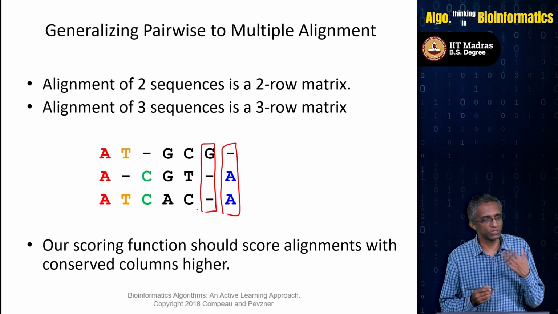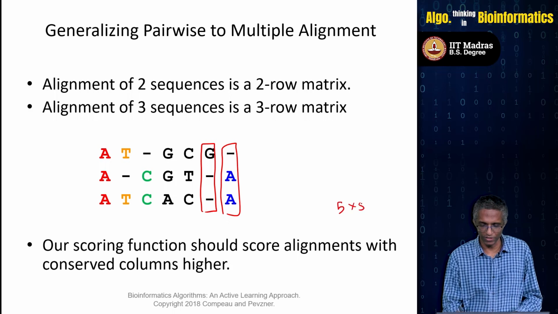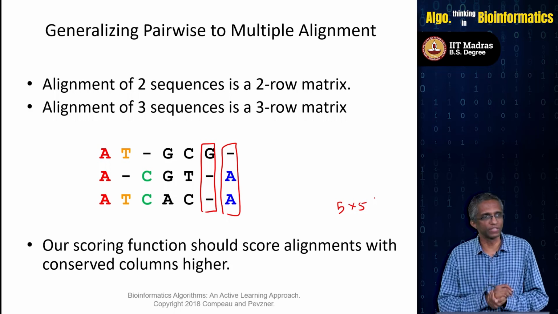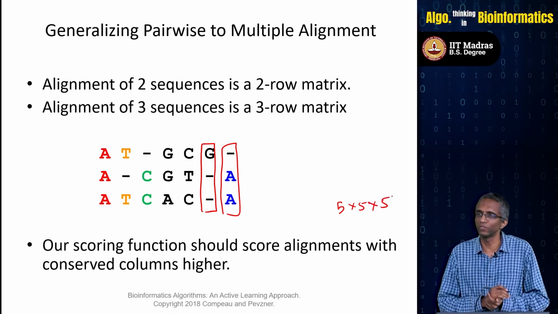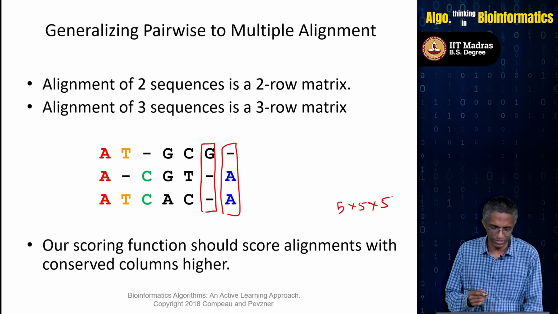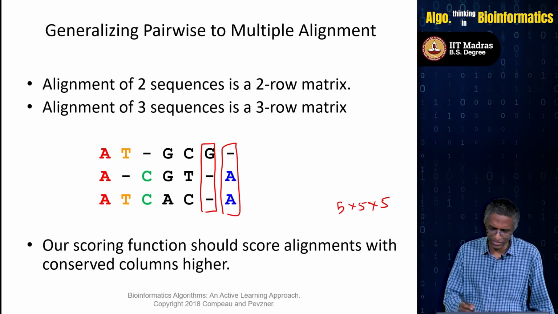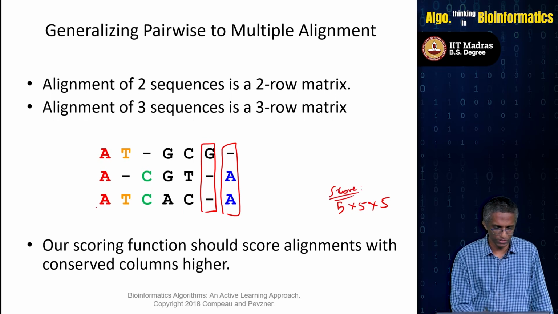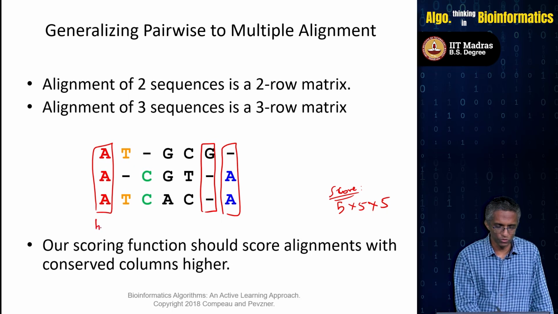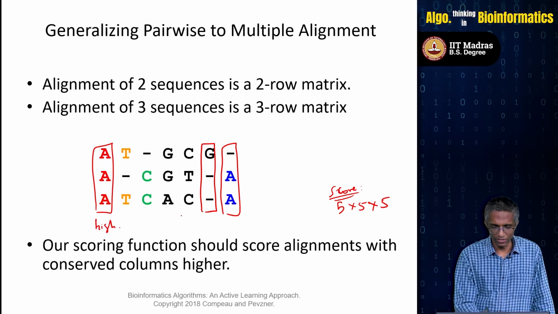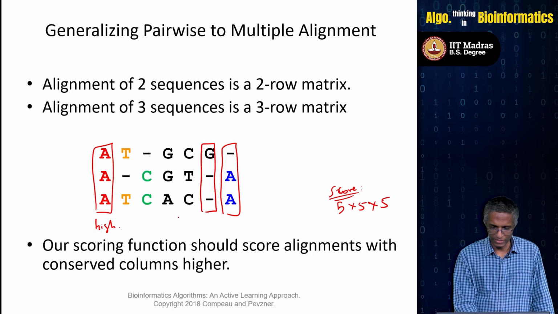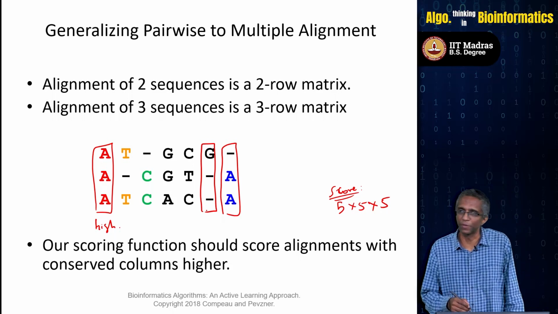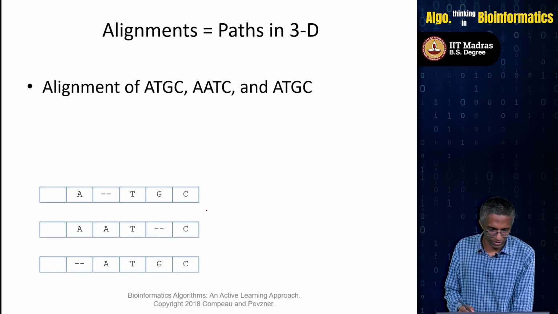We also need a scoring matrix that initially was 5x5 for two sequences, but now we have three rows, so the scoring matrix has to be 5x5x5. That also has to be a 3D matrix. Generally you want the scoring matrix to score columns that are the same, like A A A, with a very high score. And something like G dash dash should have a penalty because there are two deletions happening. Those are all the requirements.